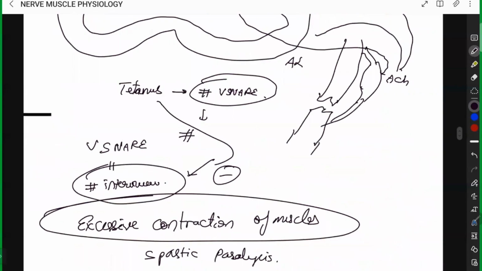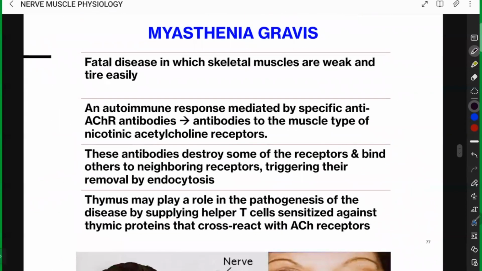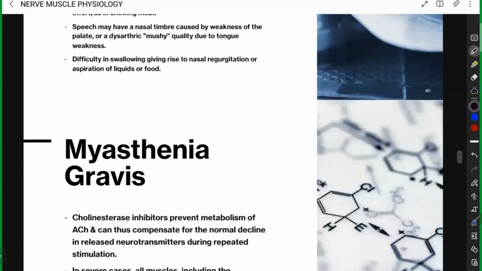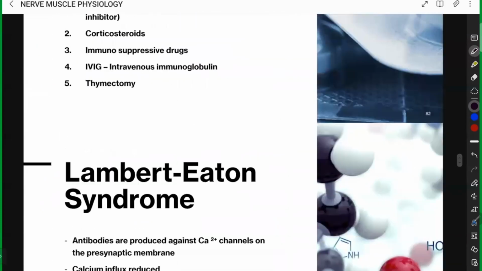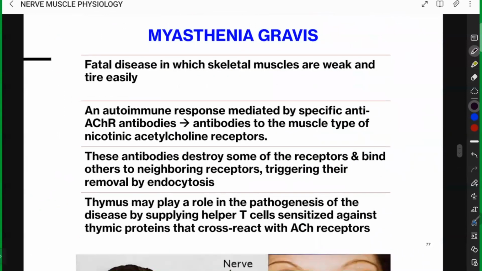Now moving on to the next important thing: two important diseases you are going to see. One is myasthenia gravis and the second is Lambert-Eaton myasthenia syndrome. Okay, what is myasthenia gravis? It is a disease in which skeletal muscles become weak and tire immediately. Why does this occur?